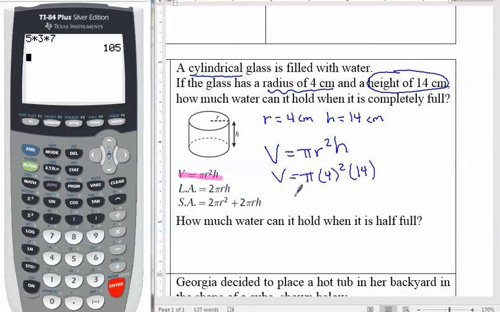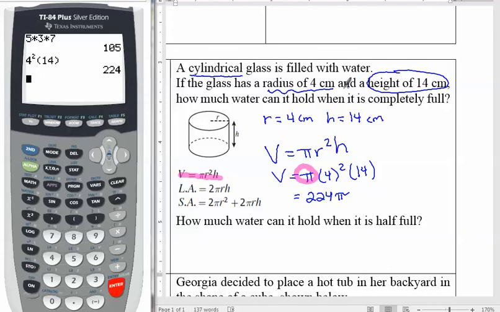Now here's the tricky part. Sometimes we like to add pi, because you guys see this pi is just a key on my calculator. Sometimes I like to add it and sometimes I don't. So I'm going to do it both ways. I'm going to type in 4 squared times 14, and let's see what we get without pi. And I get 224.